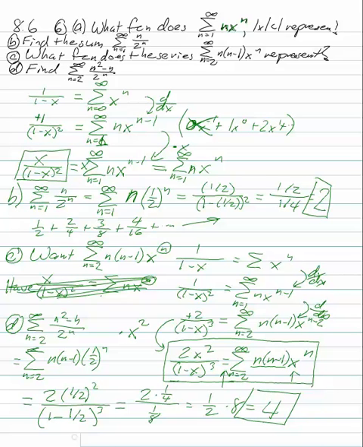This is the kind of thing that can appear later, but notice, in both instances we started with a geometric series. We started with the geometric series and we manipulated it to get what we wanted.